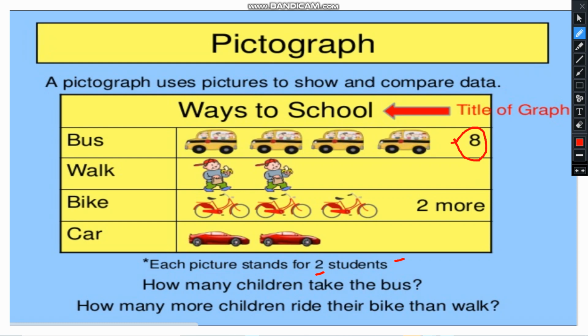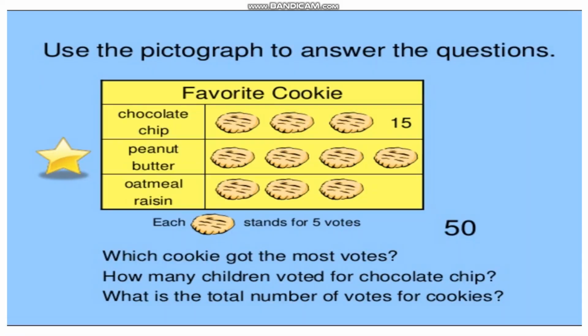Next question is, how many more children ride their bike than walk? So we can just compare: 2 children walk and 3 take the bicycle. Each is 2, so if we compare, 2 and 2 is 4, and then 2, 4, 6, that becomes 6. So that means 2 more children ride bikes. So here we are able to quickly give the answer by analyzing the pictograph.